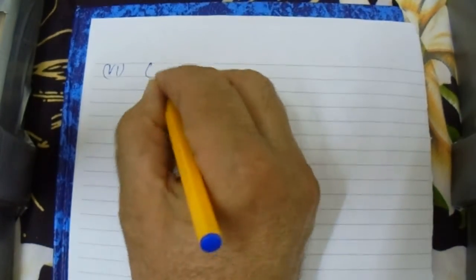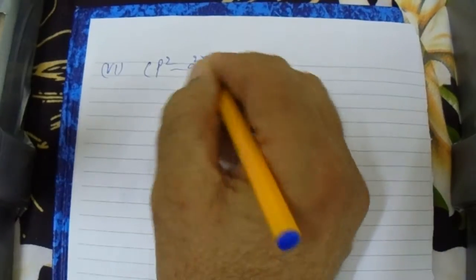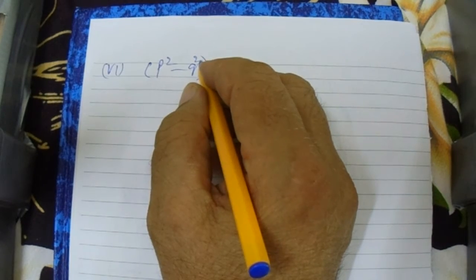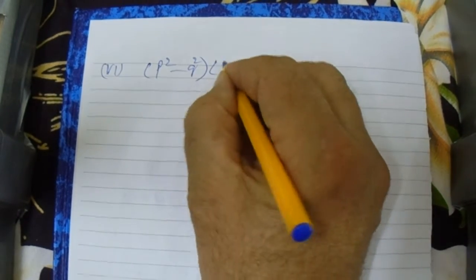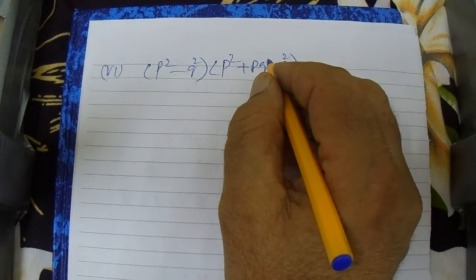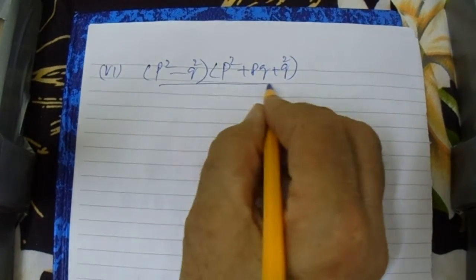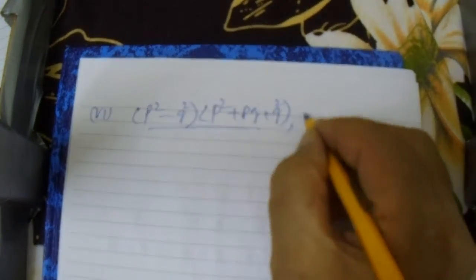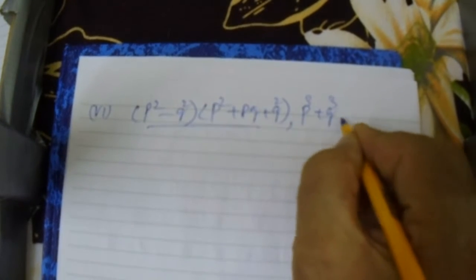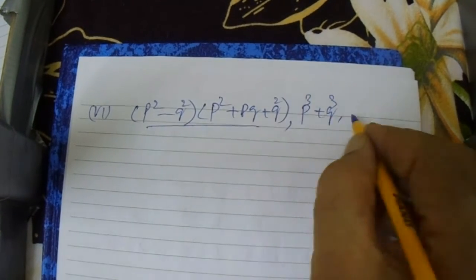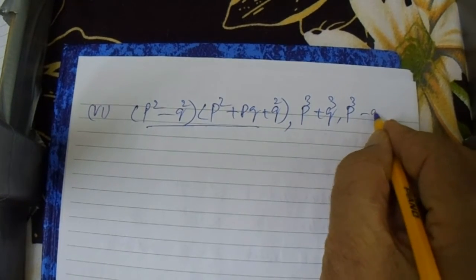Now this is the last part of this question, the sixth part. P square minus Q square and again P square plus PQ plus Q square, and this is one. Again the second is P^3 plus Q^3 and P^3 minus Q^3.